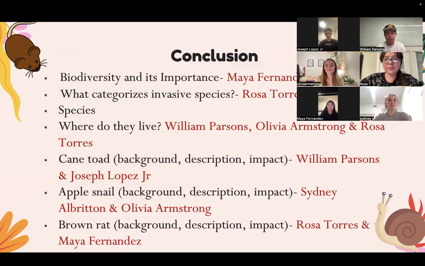So just as a conclusion, biodiversity and its importance was given by Maya. What categorizes invasive species was given by Rosa, and the species for cane toad was given by myself and Joseph. Apple snail was Sydney and Olivia, and brown rat was Rosa and Maya.